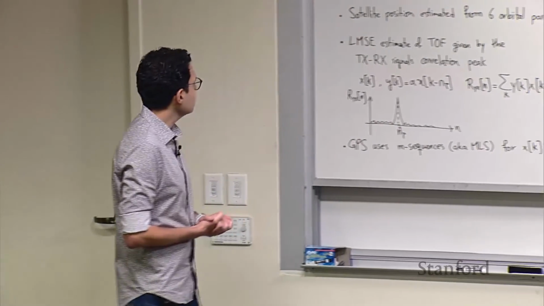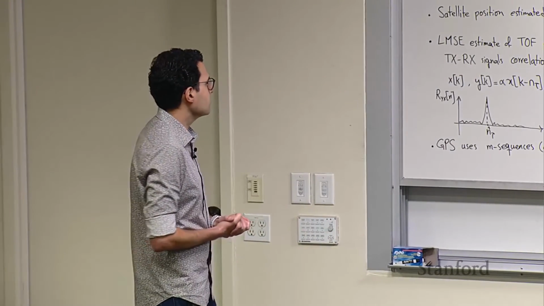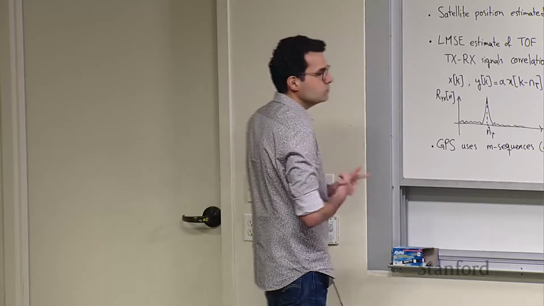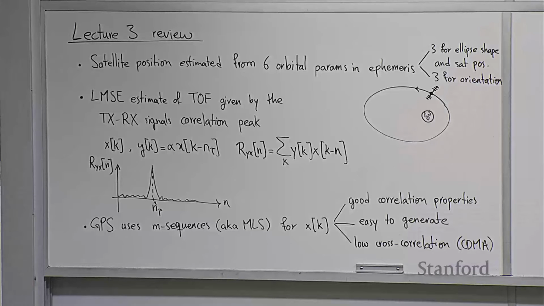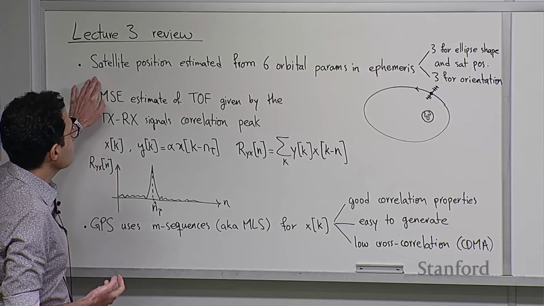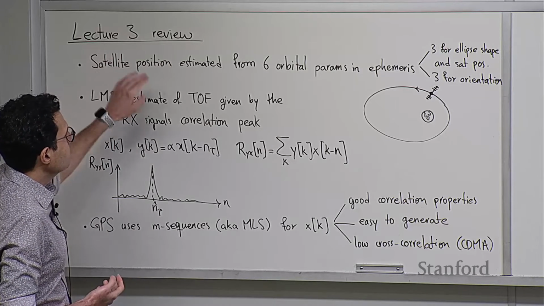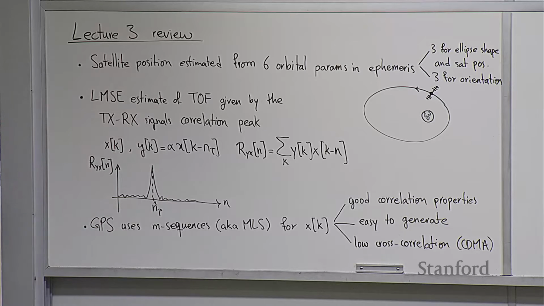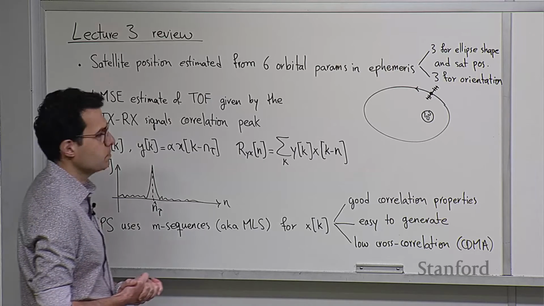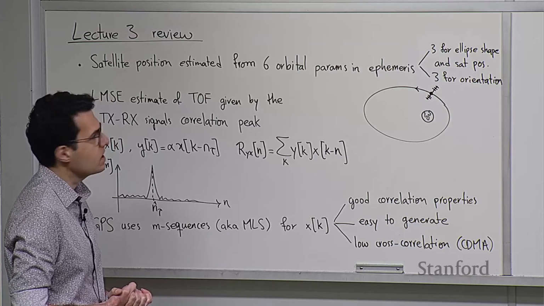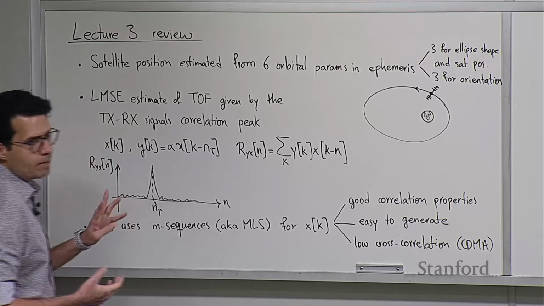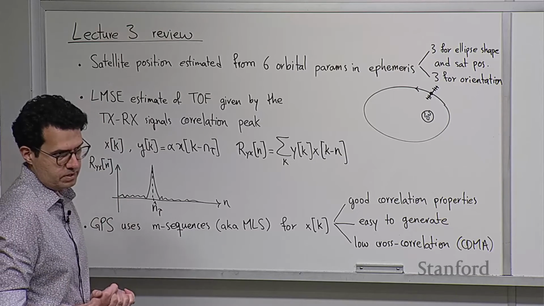Let's do a quick review of lecture 3. So last time we talked about two key ideas about GPS, right? One was how does the receiver determine the position of the satellites? And we said that's done using the information in the navigation messages, specifically the ephemeris part of the navigation message, which has 6 parameters in it, called the orbital parameters.